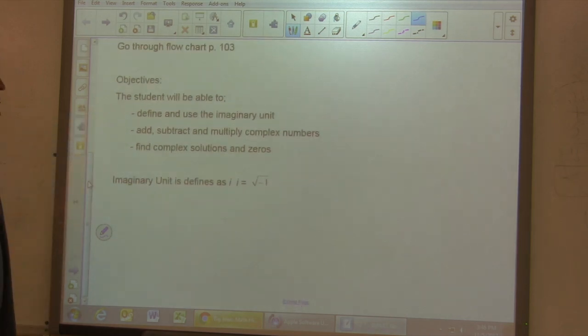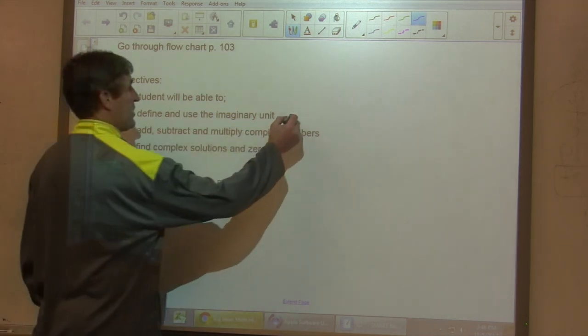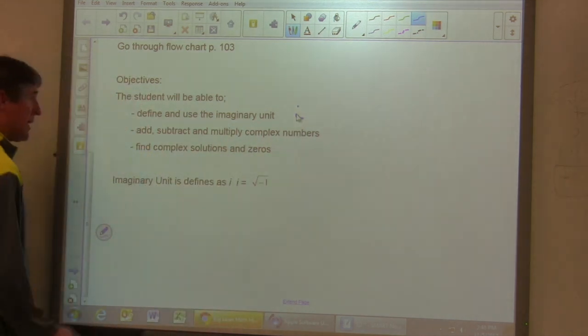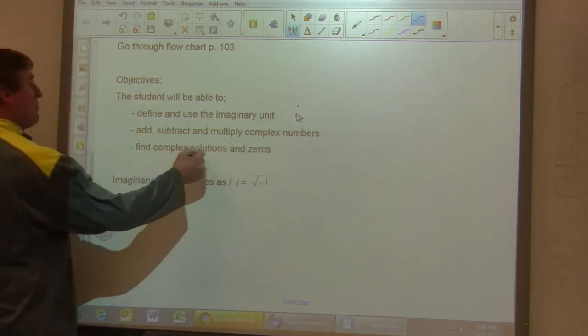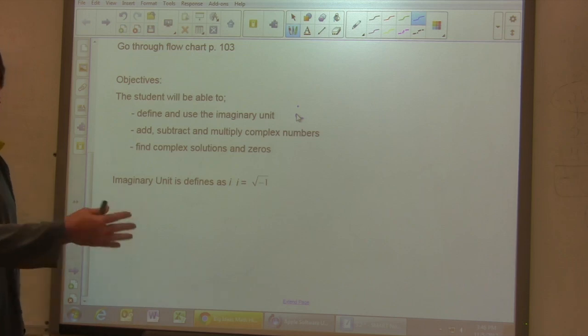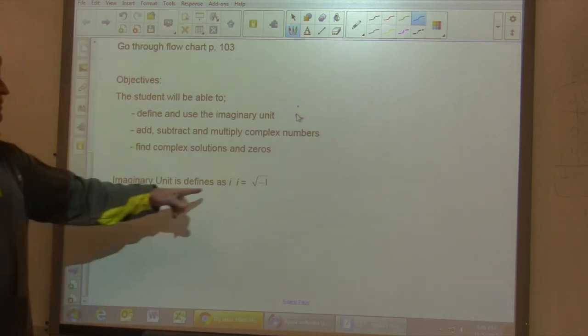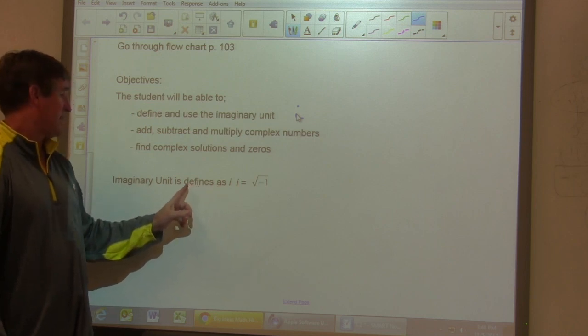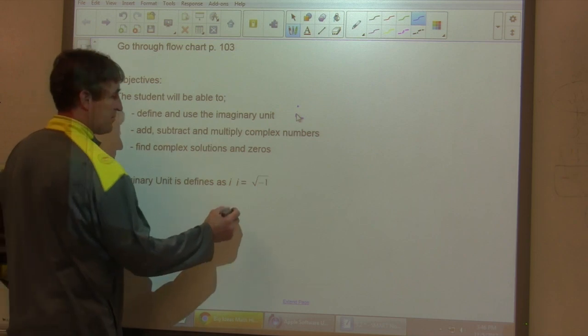So our objectives for today, the student will be able to define and use the imaginary unit. Remember, the imaginary unit is going to be i. Add, subtract, multiply complex numbers. And then find complex solutions and zeros. So now we're going to find solutions that have i's in them. So the imaginary unit is defined by i, which is the square root of negative 1.